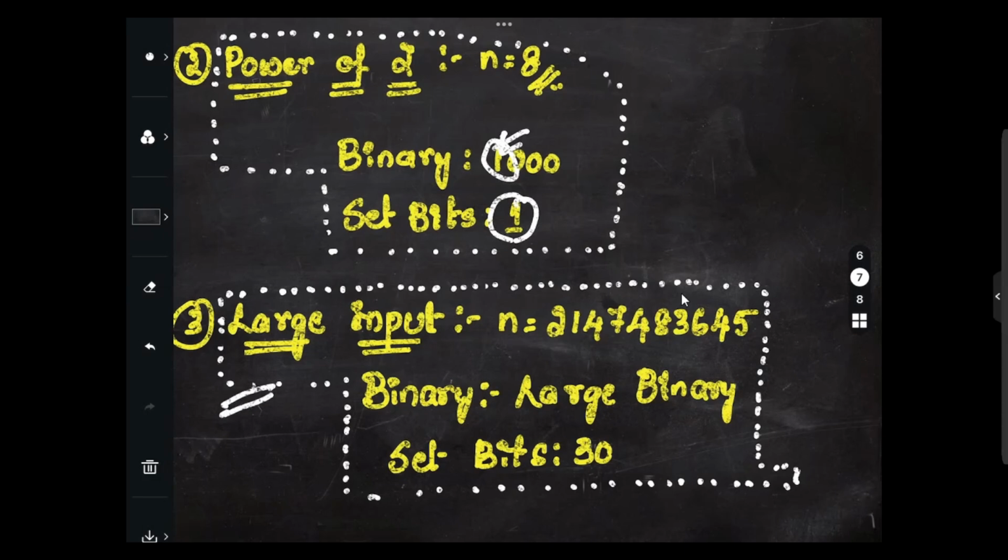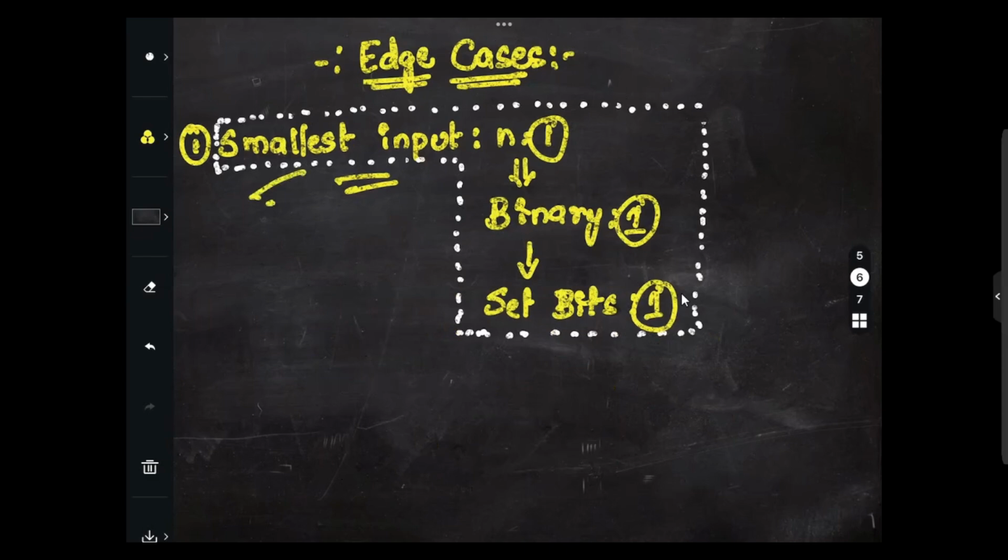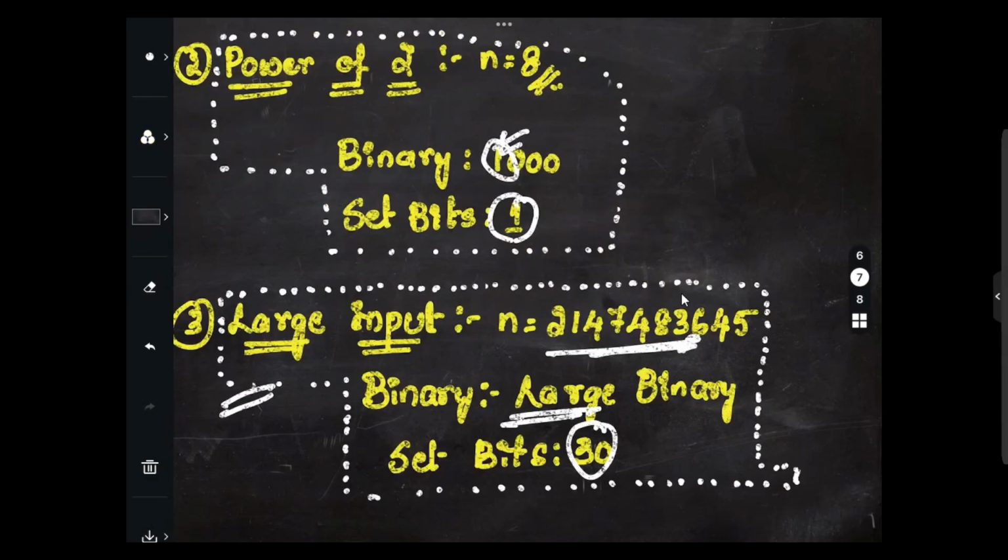The third edge case is a large input. N equals the value they have already mentioned in the question. Same thing, the set bits will be 30. I haven't written the binary representation, since they have already given it in the example. You can just check it out. So these are the three edge cases we have to keep in mind: smallest input, power of 2, and large input.